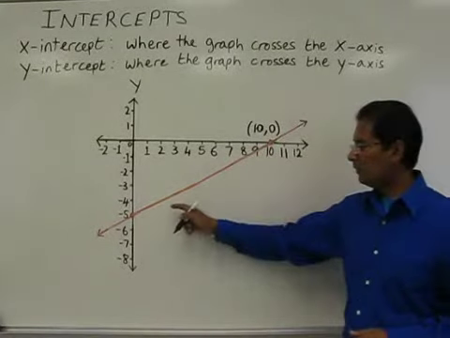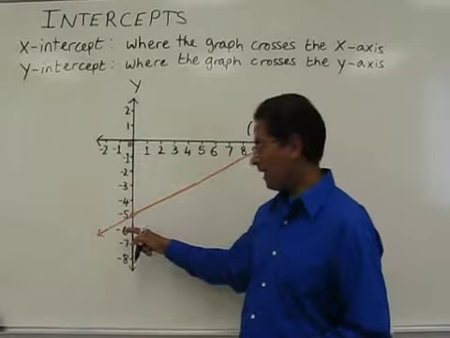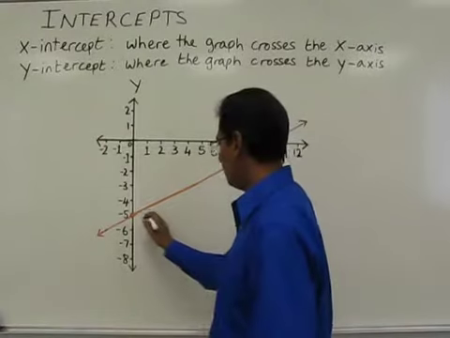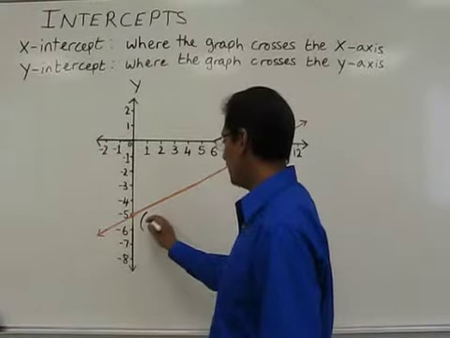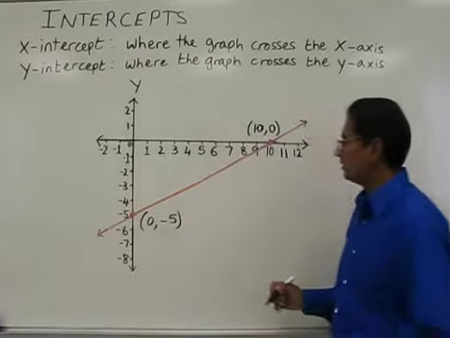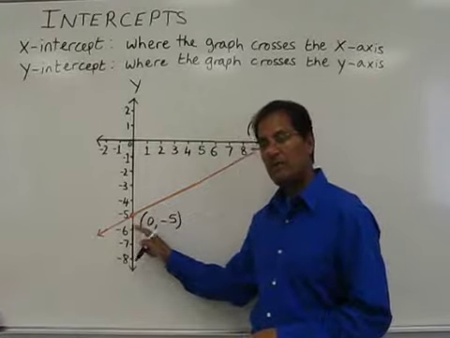If we go down on this side here, we see the line crosses the y-axis at y equals negative 5. So this is the y-intercept. Y equals negative 5. And so that coordinate actually would be (0, negative 5). So we have an x-intercept of 10, a y-intercept of negative 5.